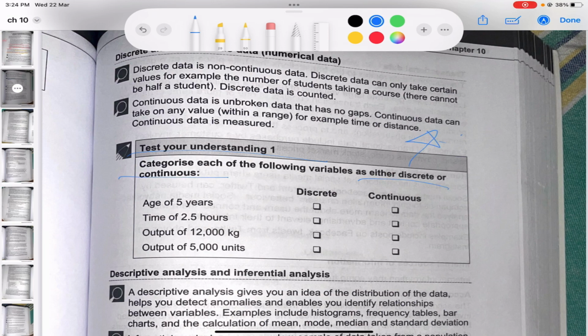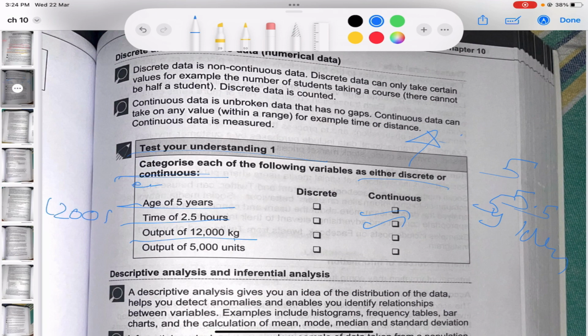What is discrete? It is not continuous. What is continuous? It is never ending and has no gaps. Age of 5 years. Think about it. A person can be 5 years, a person can be 5.5 years also. I can be 5 years and one day also. So there is no gap in that. It is continuous. Time of 2.5 hours. What did I tell you about time? It is continuous.